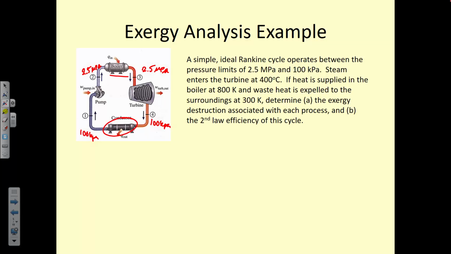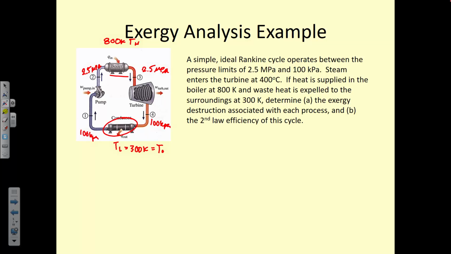If heat is supplied in the boiler at 800 Kelvin, so 800 Kelvin is our T sub H, and waste heat is expelled to the surroundings at 300 K, so T sub L is equal to 300 K, which is also going to be equal to the dead state because they just say it's expelled to the environment, to the surroundings. So we want to determine the exergy destruction associated with each process.